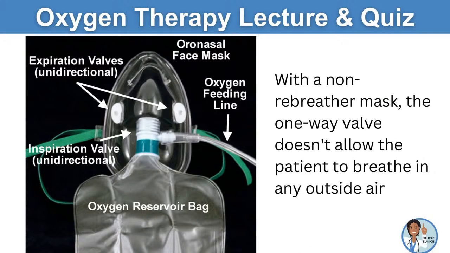This is an example of a non-rebreather. This one has the expiration valves on it. Again, this does not allow the patient to breathe in any outside air. It lets them expel their CO2, but it doesn't allow them to breathe in any outside air. They're getting close to 100% oxygen, and this is what's needed for someone who is critical.